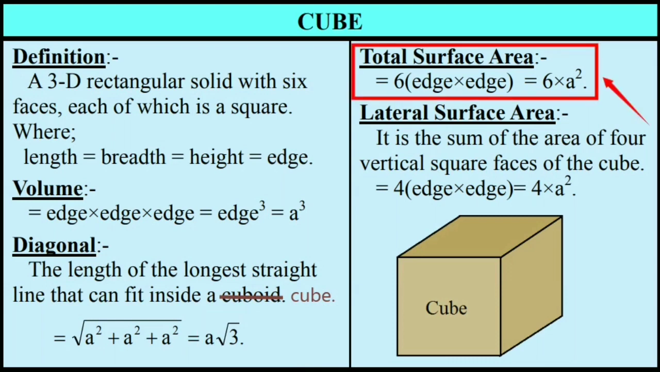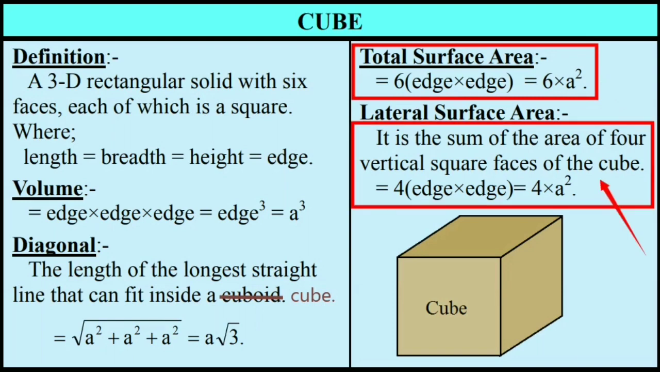Next is total surface area. As we know, all the six faces of a cube are squares. Hence, the total surface area of a cube is 6 times the area of the square. So that is 6 into a square, where a is the edge of the cube.